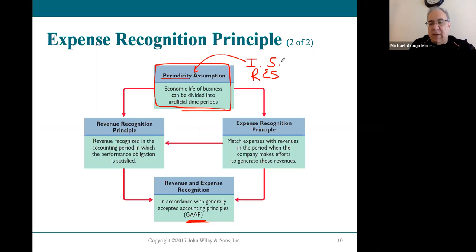But I want to focus on the income statement because two very important things happen on the income statement. We report our revenue and we report our expenses. So the revenue recognition principle and the expense recognition principle, which are part of GAAP, part of the rules, say that all the revenue and all the expenses of that period need to be on the income statement for that period. No excuses.